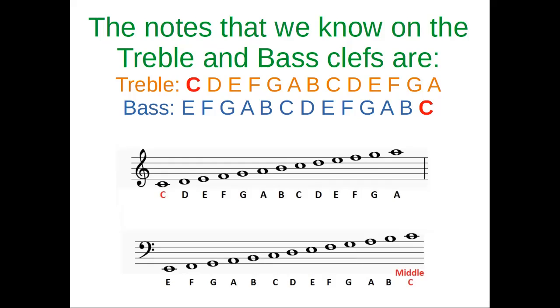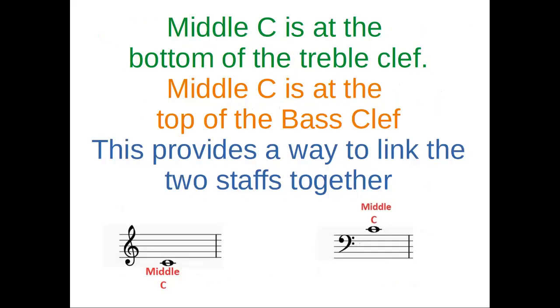And in the bass clef, below the staff, we start with E on the ledger line, F just below the staff, G, A, B, C, D, E, F, G, A, B, middle C. Middle C is at the bottom of the treble clef. Middle C is at the top of the bass clef.